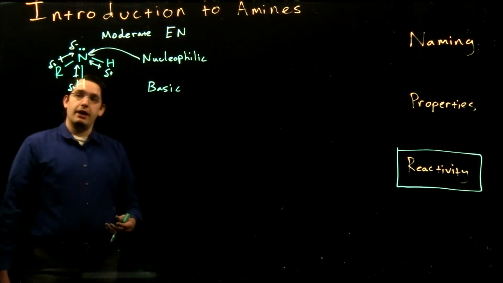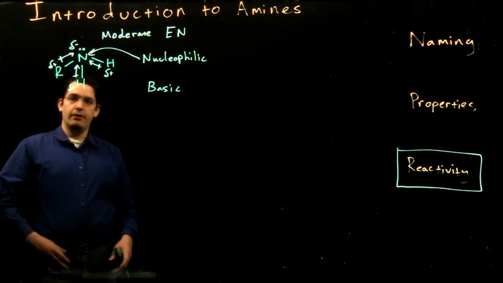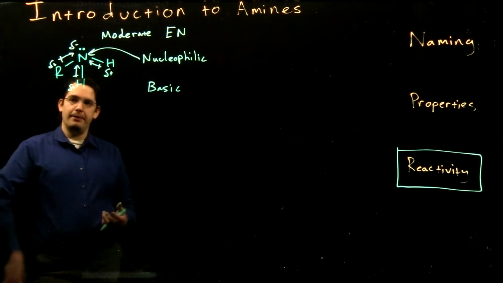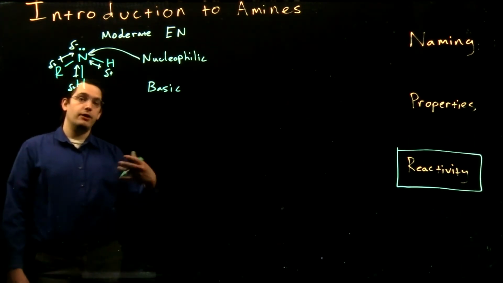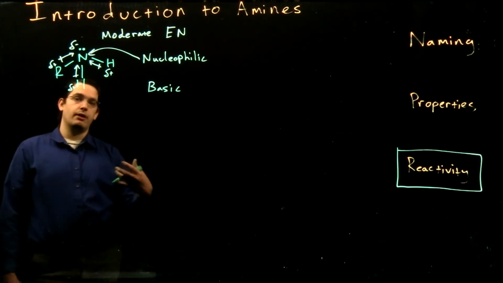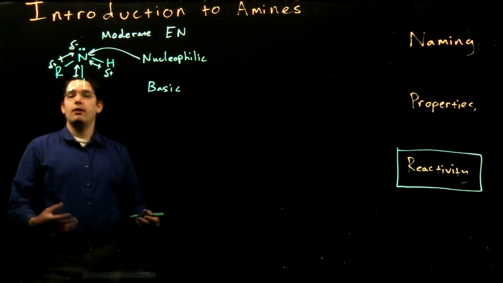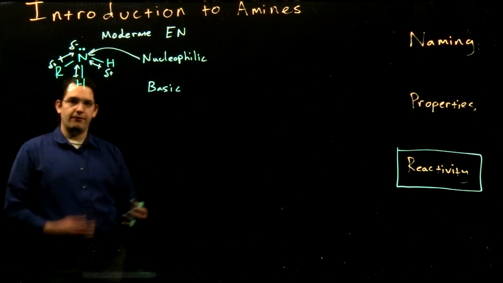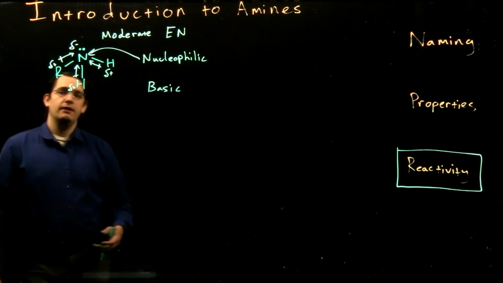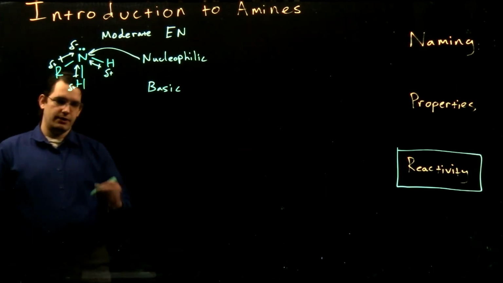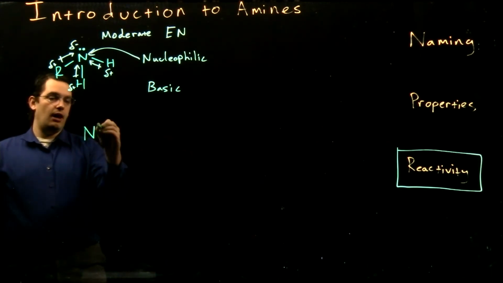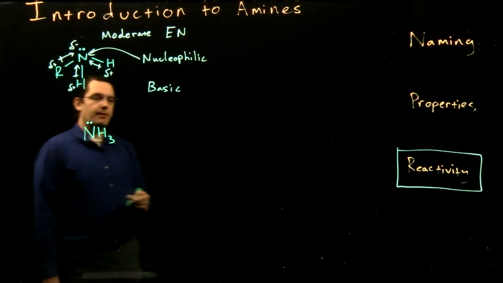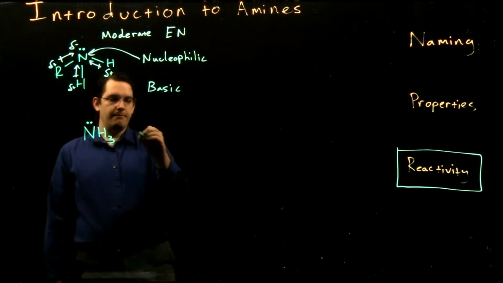Now, the nucleophilic nature of our amines allows us to do a variety of different nucleophile-based reactions. Of course, we've already seen this with things like the nucleophilic addition of amines to carbonyls, but we can also use this in more traditional nucleophile-based reactions, such as our substitution reactions. So if we take our simplest amine, ammonia, and we combine this with an alkyl halide.